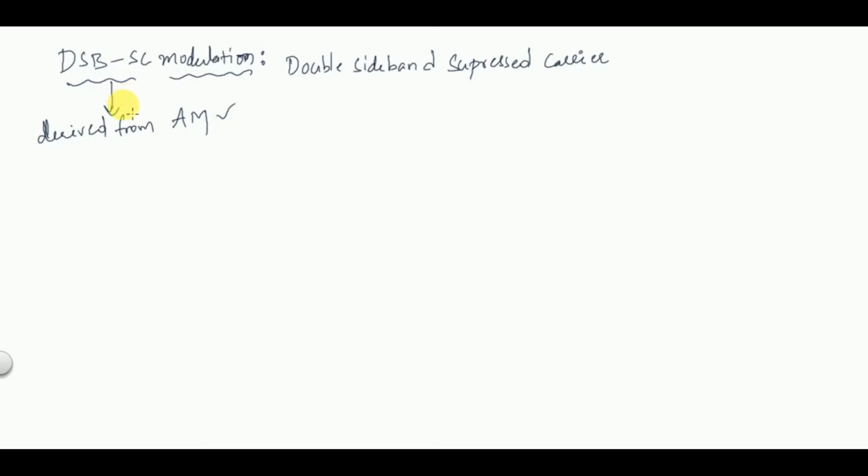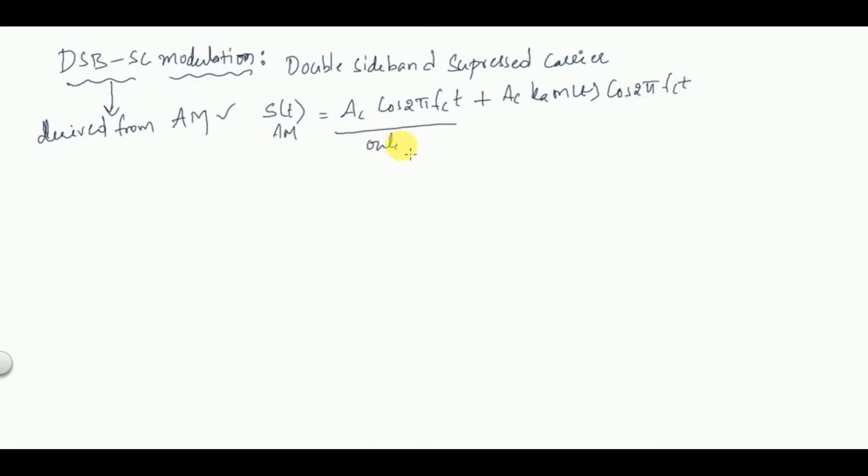Very simple. So the main disadvantage which we have found in the AM modulation scheme is, so the time domain equation I am writing here, AC cos 2 pi FCT plus AC Ka m of t into cos 2 pi FCT. So this is only carrier, and this is sidebands. Actually, sidebands only contain the message signal m of t.